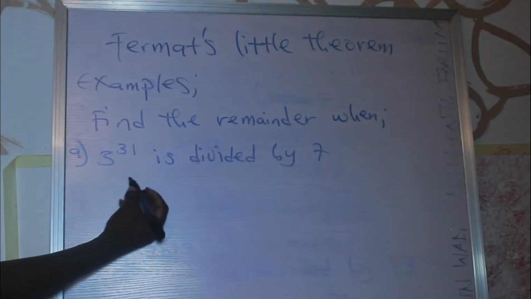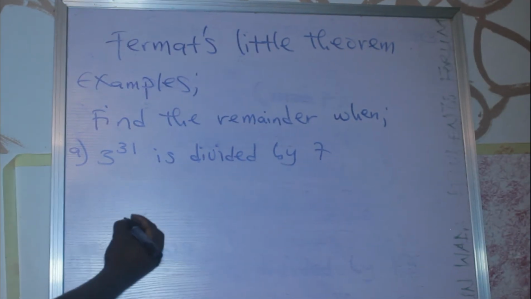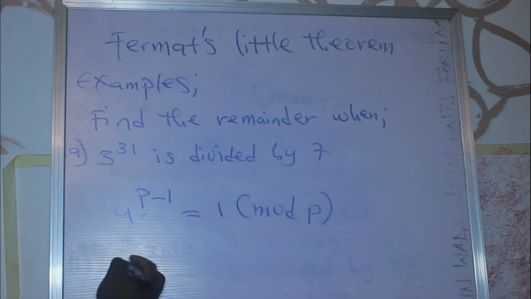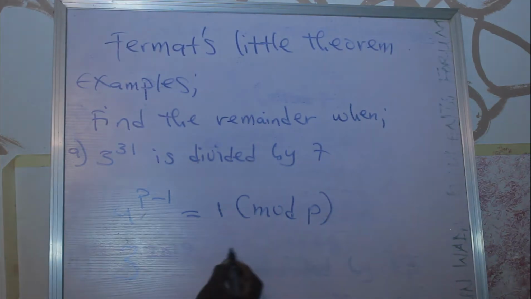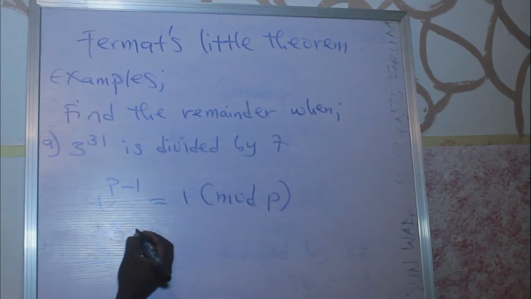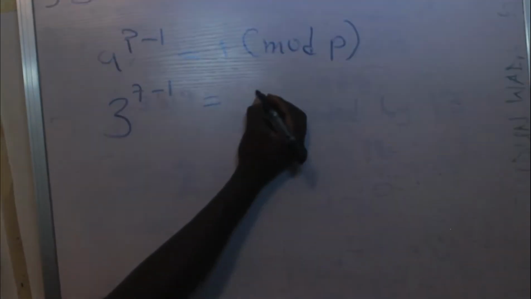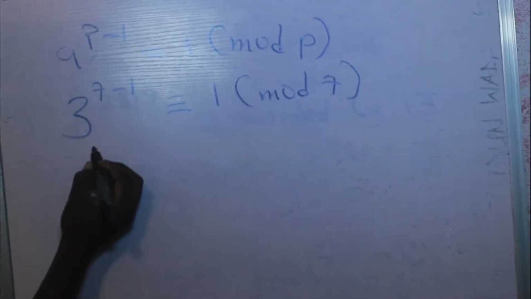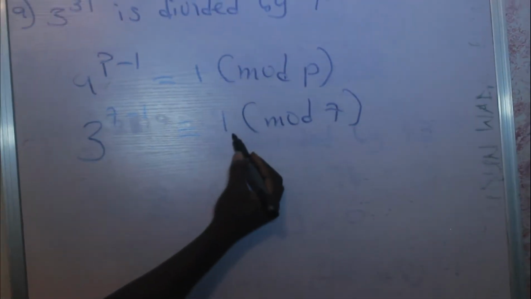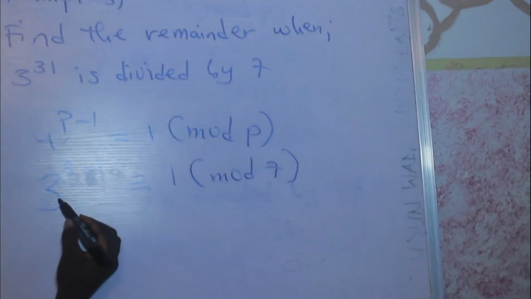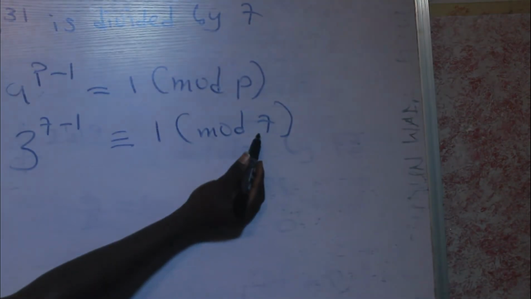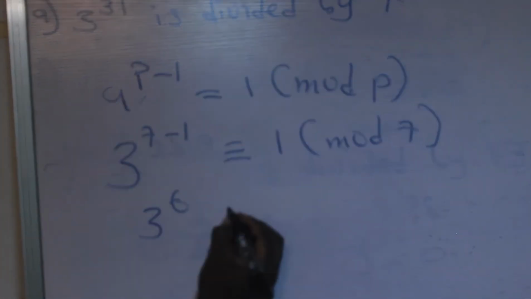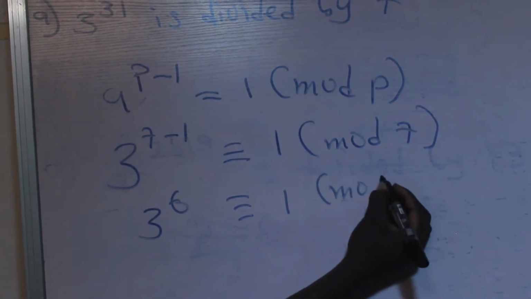So we are going to solve the first question. As usual, we bring the formula: a raised to the power p minus 1 is congruent to 1 mod p. So we have 3, and 7 can be represented as p. So 3 raised to the power 7 minus 1 is congruent to 1 mod 7. This means when you divide 3 raised to the power 7 minus 1 by 7, you get the remainder 1. We can express this as 3 raised to the power 6, since 7 minus 1 is 6, is congruent to 1 mod 7.